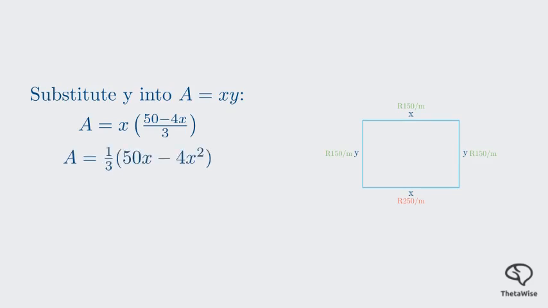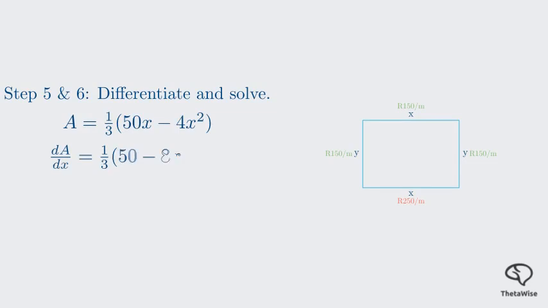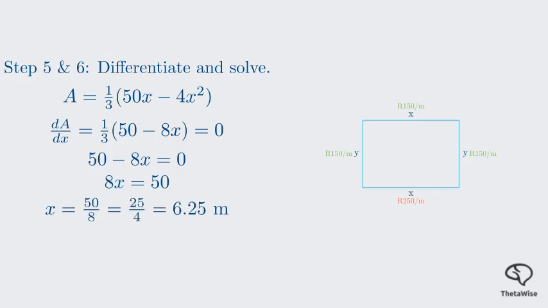To make it easier, we can pull out the 1/3. Area is 1/3 times the quantity 50x minus 4x squared. This is our single variable function to differentiate. The derivative is 1/3 times the quantity 50 minus 8x. Setting this to 0, we get 50 minus 8x equals 0, which means 8x equals 50. Solving for x, we find x equals 50 over 8 or 6.25 meters.